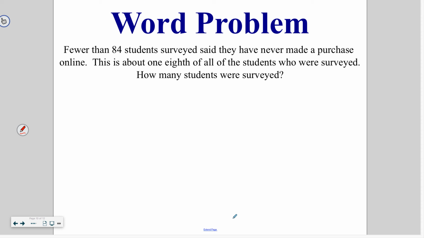Word problem. Fewer than 84 students surveyed said they never have made a purchase online. This is about 1/8 of the students who were surveyed. How many students were surveyed? So our key phrases here: 1/8, 84 students, and fewer than. So we want to have 1/8 of our students surveyed, which we don't know how many of our students were surveyed, and we've got fewer than 84. So that less than symbol is our fewer than.